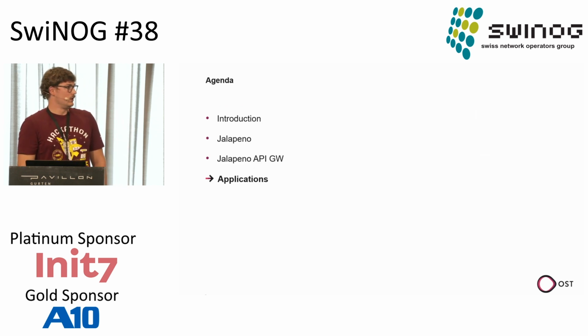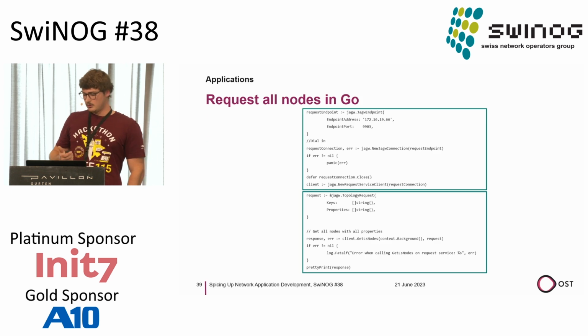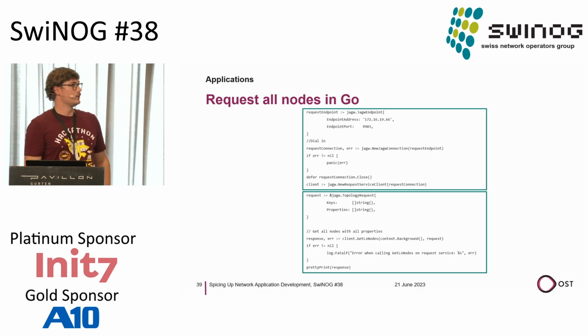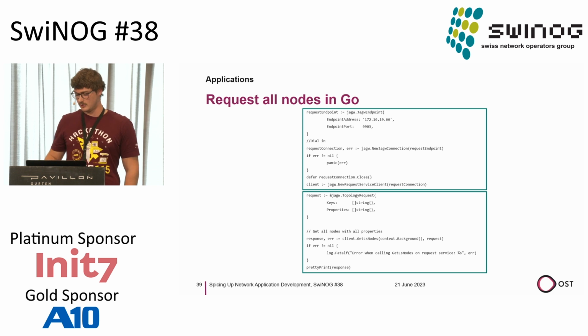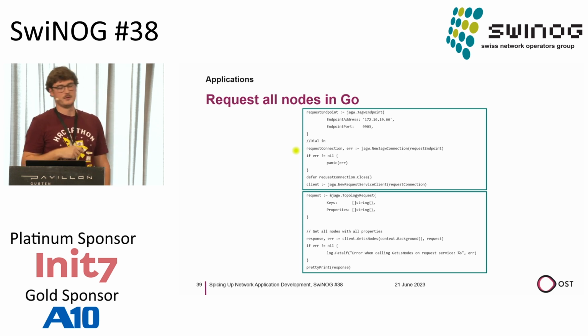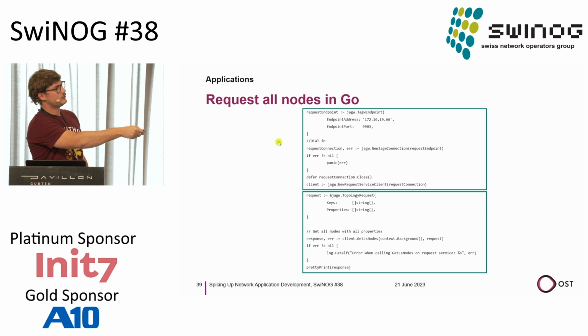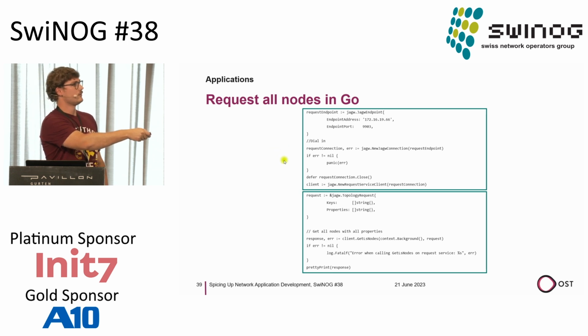So let's talk now about how we can write applications with it. I brought an easy piece of code written in Go showing how you can get all the LS nodes, and I hope you will understand it. But actually, it's quite easy. First, you just define your request endpoint consisting of an address and a port. Then the next step is that you dial in, so you really connect to this Jalapeno gateway instance. And then you get a client out of this connection.